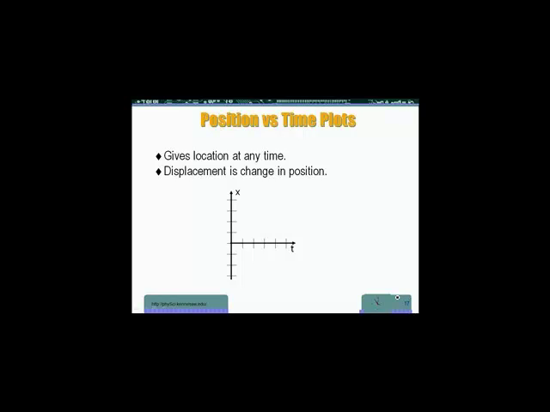In this segment, we describe position versus time graphs. Remember, position gives us the location at any time. It gives it in terms of a distance and a direction. And remember that a displacement is actually a change in position.